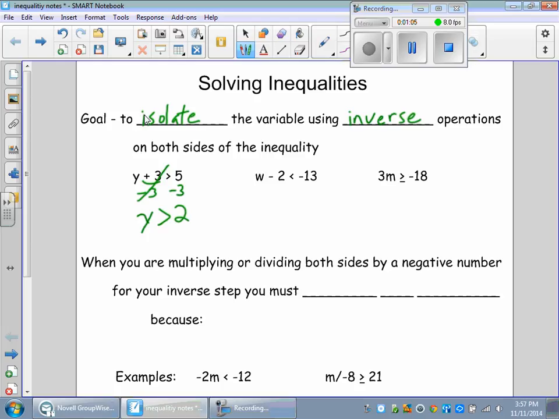Pick a number that's greater than 2 and check your work. 3. Is 3 plus 3 greater than 5? 6 is in fact greater than 5.